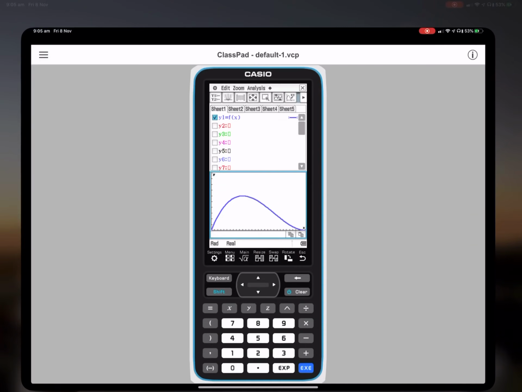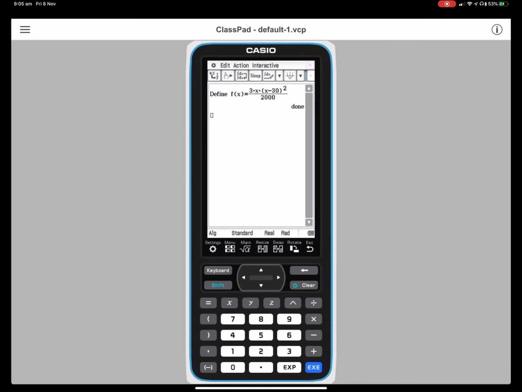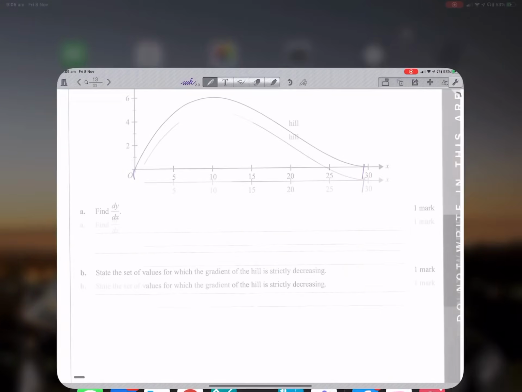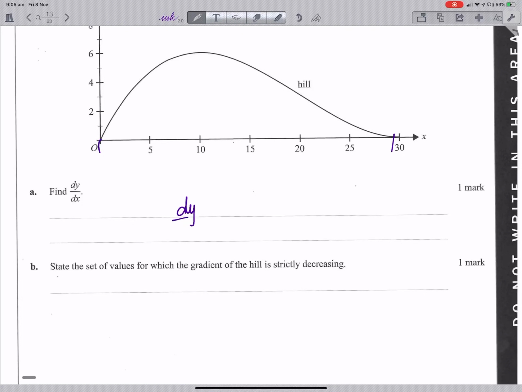Find dy dx. Okay, so first one, we don't really have to do anything, do we? It's all calculator. Click simplify. 9x minus 10, x minus 30 on 2000. dy dx is 9x minus 10, x minus 30 on 2000, and that makes sense. There's a stationary point there, and there's also a stationary point there.